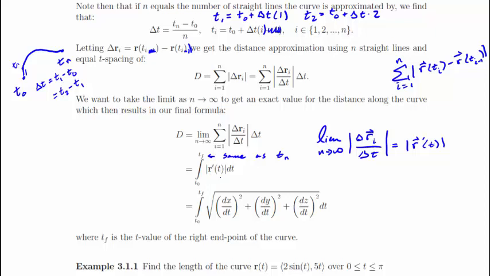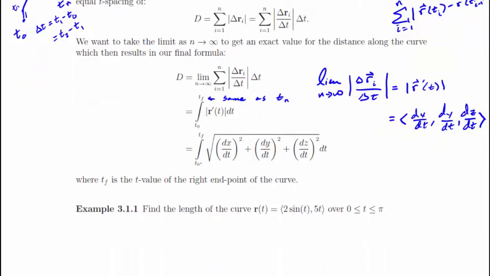And how do we find the magnitude of the derivative? Well, the derivative, r prime of t, equals dx/dt, dy/dt, dz/dt as a vector. And its magnitude is going to be the square root of its components squared. So this is our formula for the arc length from some initial t to some final t value.